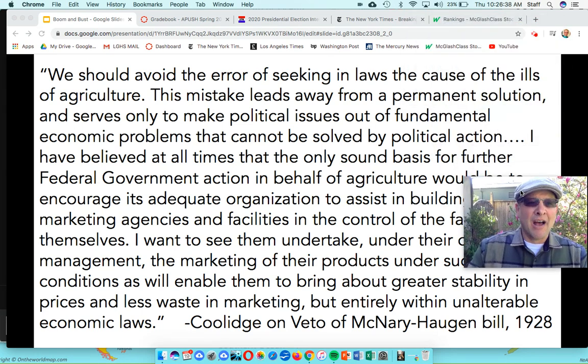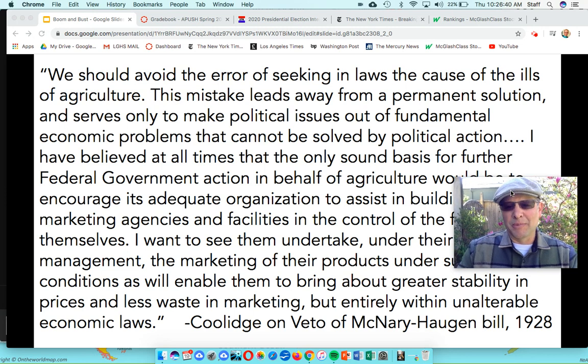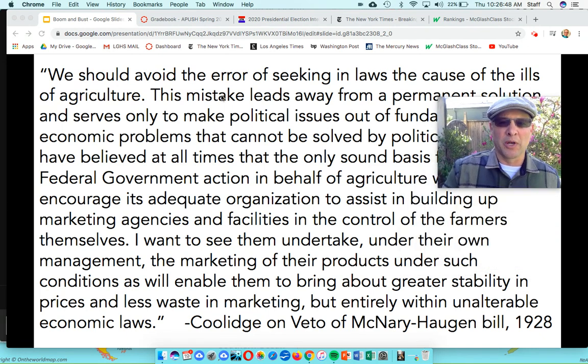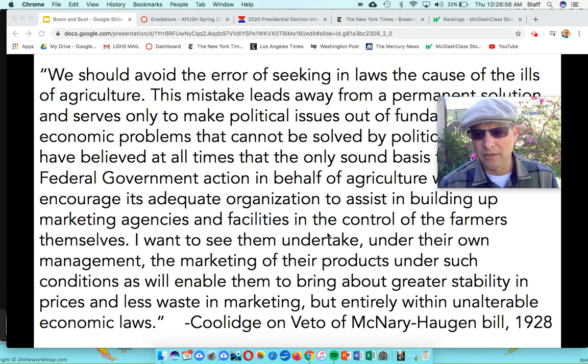Okay, folks, this is a great quote from Calvin Coolidge about just standing up for private enterprise and warning against federal government action. "We should avoid the error of seeking in laws the causes of the ills of agriculture." Imagine if President Trump was up there today saying we should avoid using laws or having the pretense that government can solve these coronavirus problems. It's not government, it's the American people must solve these problems themselves. So that kind of rhetoric made farmers bitter in the early 20s. But then when the market crashed, these words even rang more untruthful.